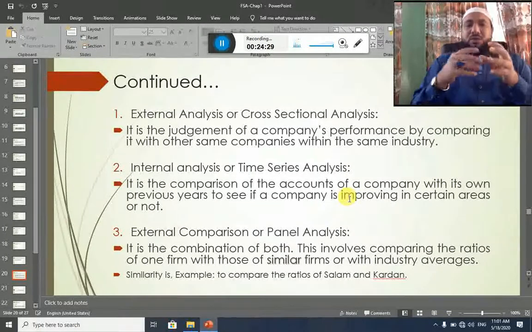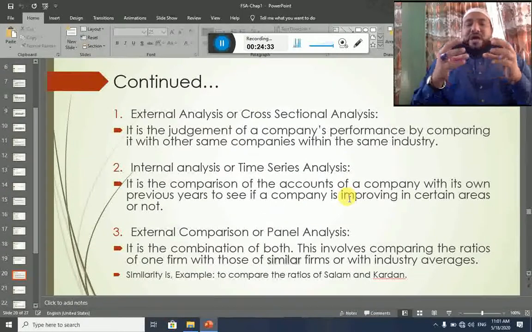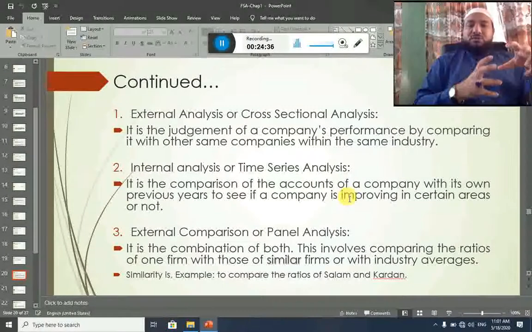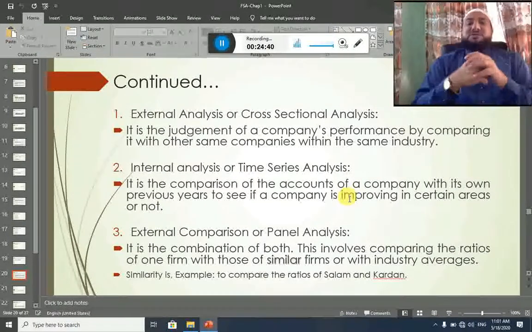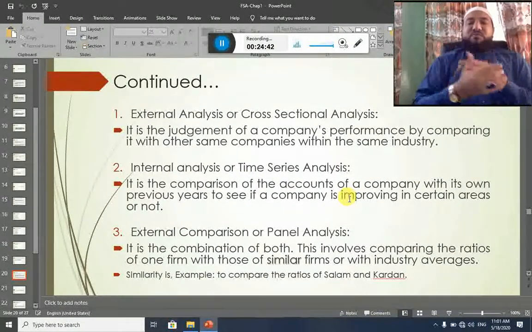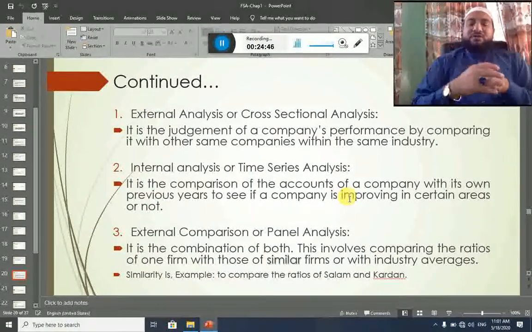So what if we want to carry out external analysis, what should we do? We have to first analyze one university, then analyze another university, and then compare the results to find out which one is performing, which one is more profitable, which one is more solvent, which one is more liquid, and which one is more stable, right? Those 4 things. Understood?